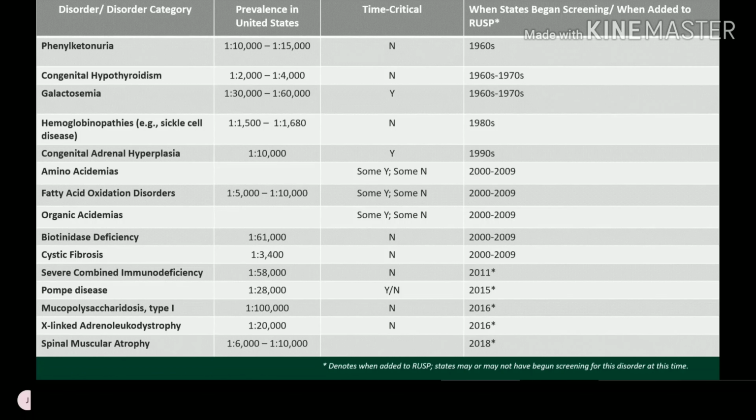The third and final takeaway, looking at that last column, is the timeline for the addition of various disorders to either the RUSP or to state screening panels. Here you can see that there is a range of dates provided for many disorders, so it's really helpful to familiarize yourself with the screening timeline for your particular state so you know what disorders your patients were and were not screened for. Next slide.